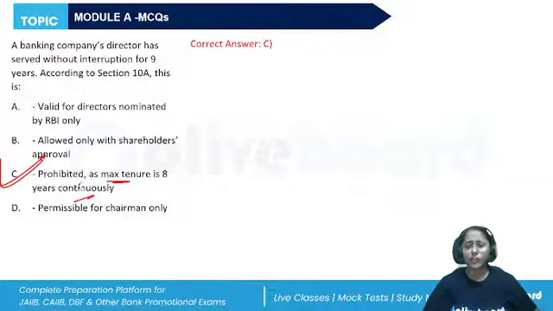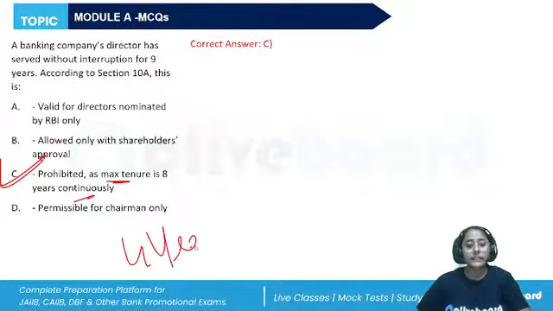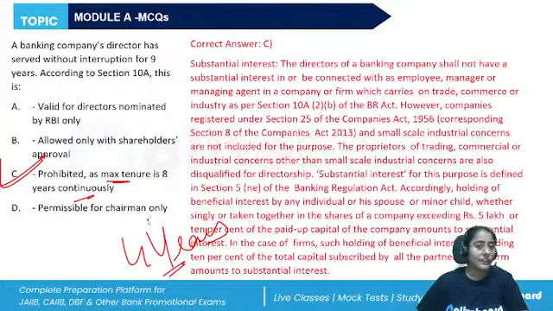This provision is also not applicable to the chairman or a whole time director. When, let's say, the chairman or the whole time director is removed from the office, they also cease to be the director and they cannot be eligible for further appointment for a period of 4 years. This provision is also there. All right. So this situation will be prohibited because the maximum tenure is 8 years continuously.